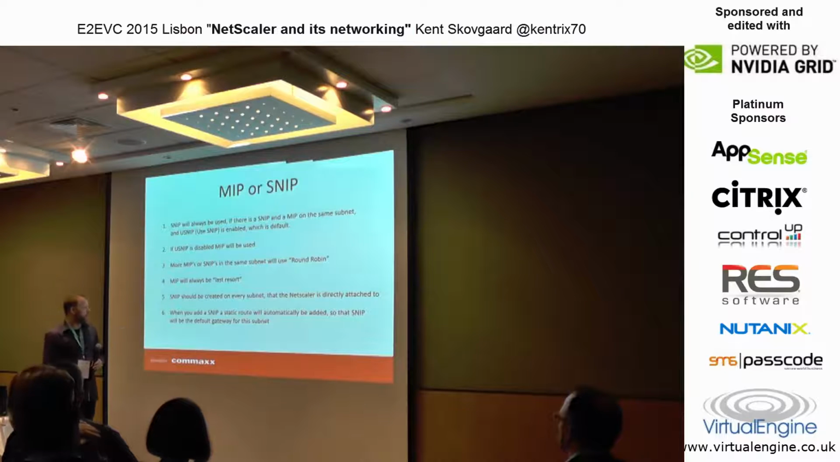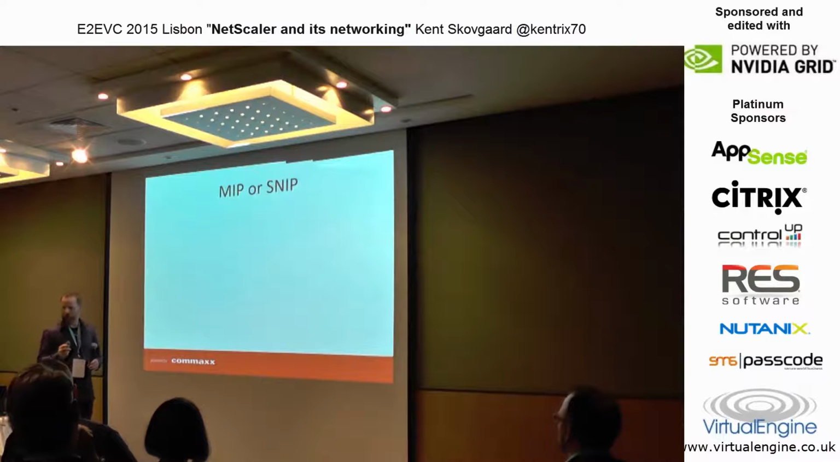This number 6 is maybe important. When you add a SNIP, a static route will be automatically added. So if you look at the route table, you actually get routes for every single interface, telling you that all communication to that specific subnet will go through that SNIP. And this is when the problem actually arises, when we're showing it. Okay.